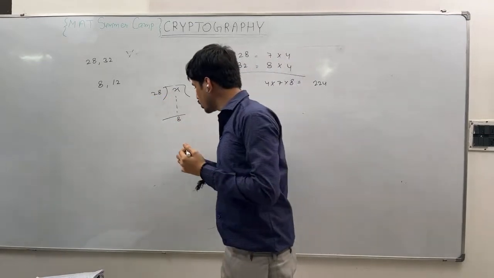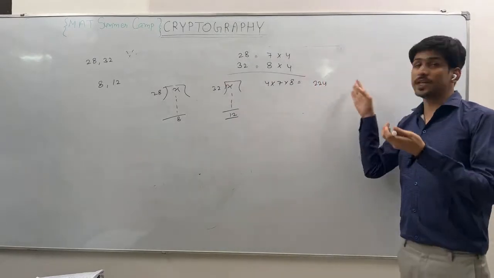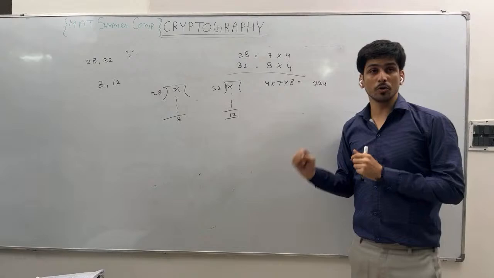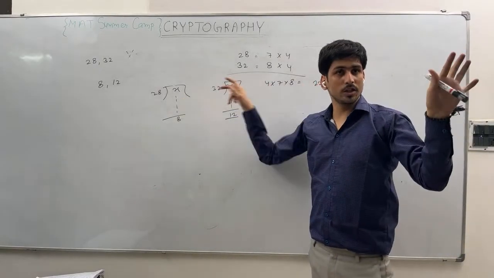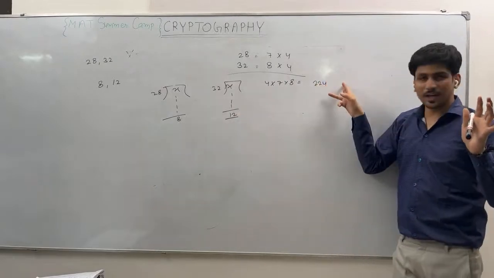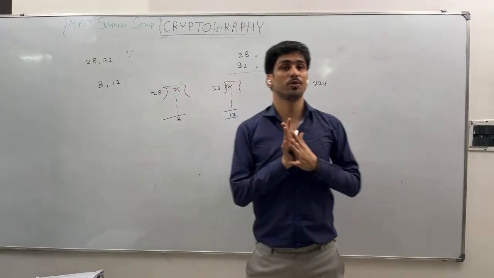If both were supposed to leave the same remainder, then in that case, what would we have done? We can simply add the remainder. But this time we cannot do that. If you add 8 to this, then this condition will follow, but this condition will fail. If you add 12, then what will happen? This condition will follow and this condition will fail. Now how can we solve?